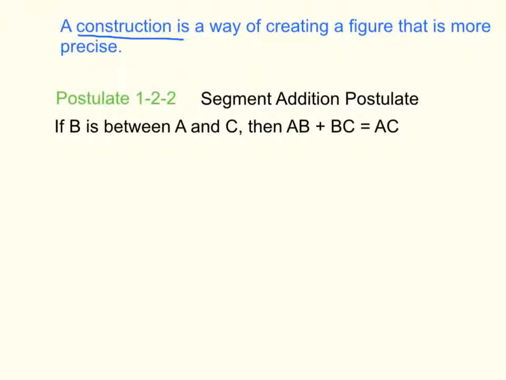Here's what it means. If you have a segment, and that segment is AC, so point A and point C make a segment. If you have point B somewhere between there, this says that if you take segment AB, or the distance of AB, and you add it to the distance of BC, then the distance AB plus BC would equal the distance from A to C. It's a segment addition postulate.